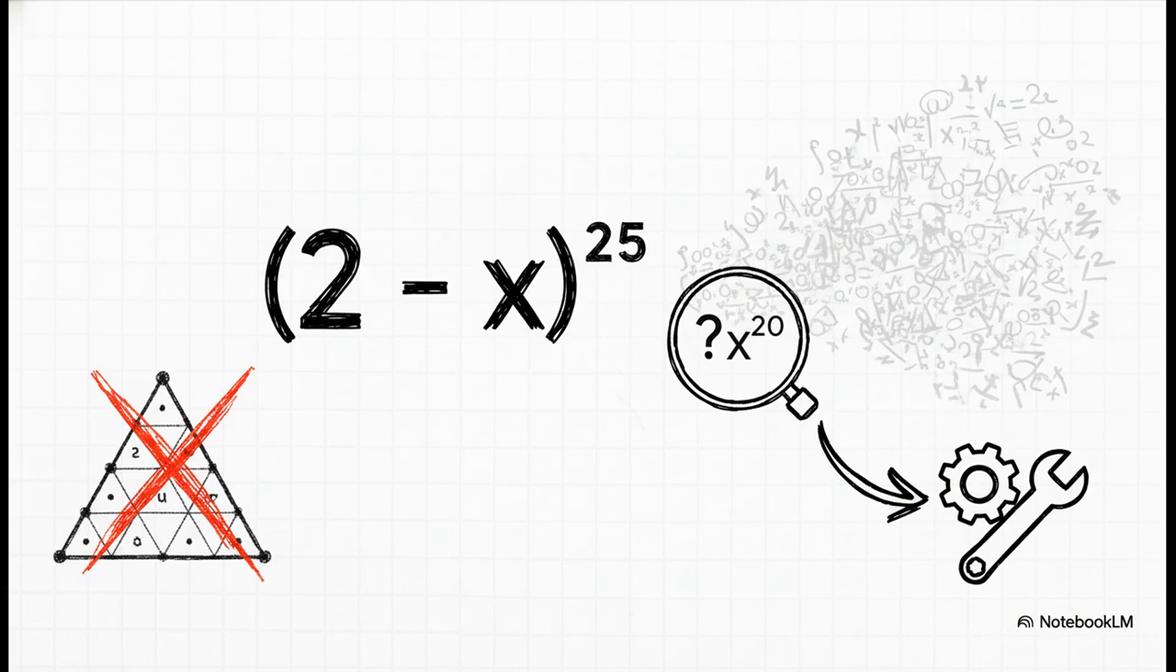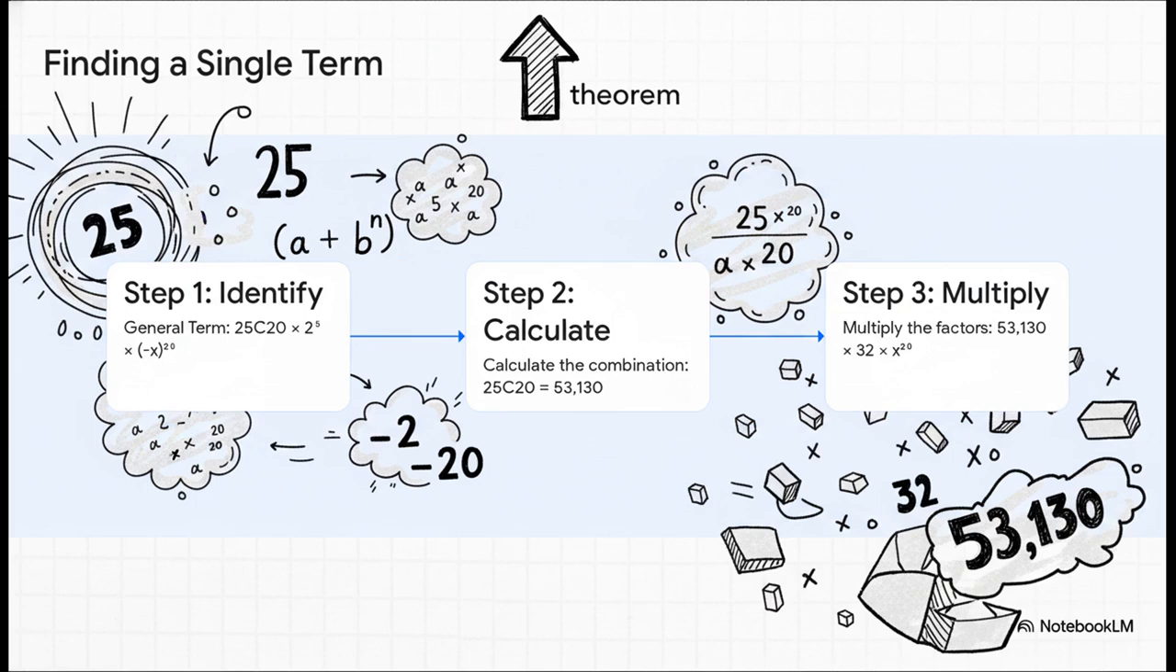Okay, now for the boss battle. We need to find one single thing, the coefficient of the x to the 20th power term in the expansion of 2 minus x to the 25th power. Yeah, Pascal's triangle is not going to happen. This is a job for the binomial theorem. So using the theorem, we can build the exact term we need and ignore everything else.